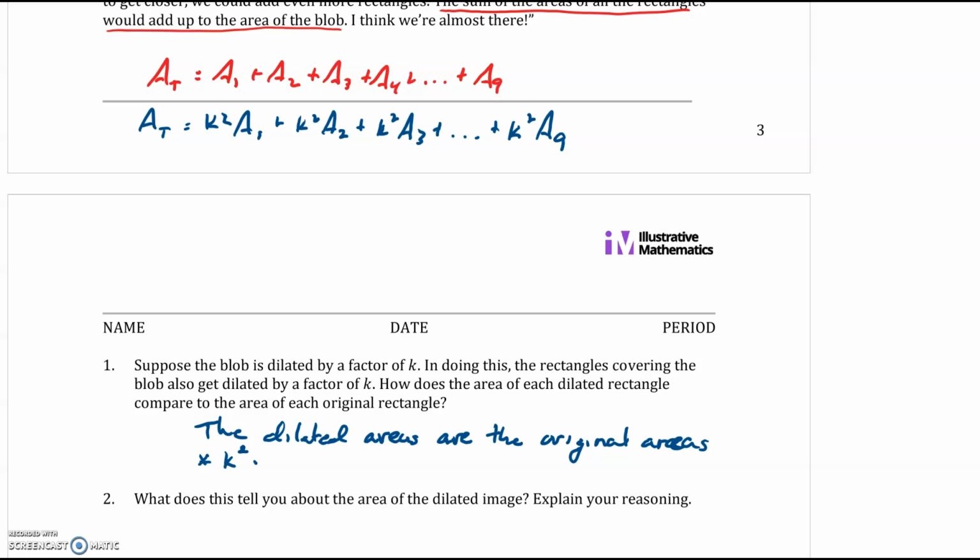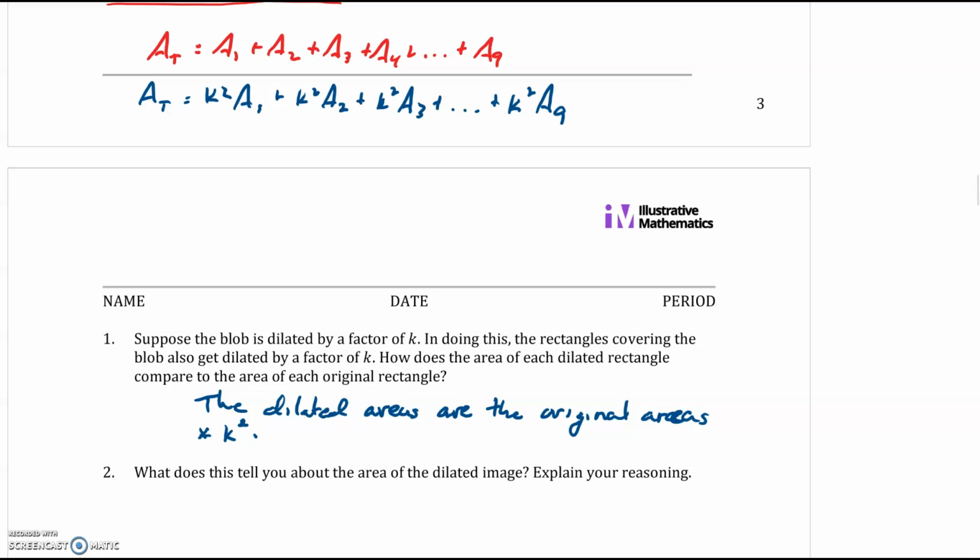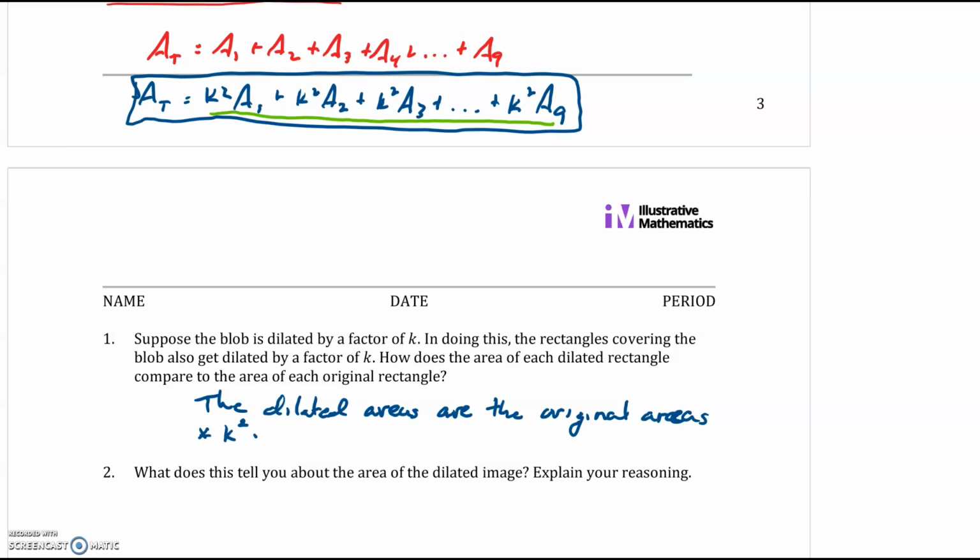So number 2 now says, what does that tell you about the area of the dilated image? If I look up here at the top, this will be the area of my dilated image. And what I want to do is focus on the right-hand side here. Notice that there's a k squared in every single one of these terms. So I'm going to use my algebra, and I'm going to factor that k squared out. Let's make that a little nicer. So I'm going to put the k squared out in front.